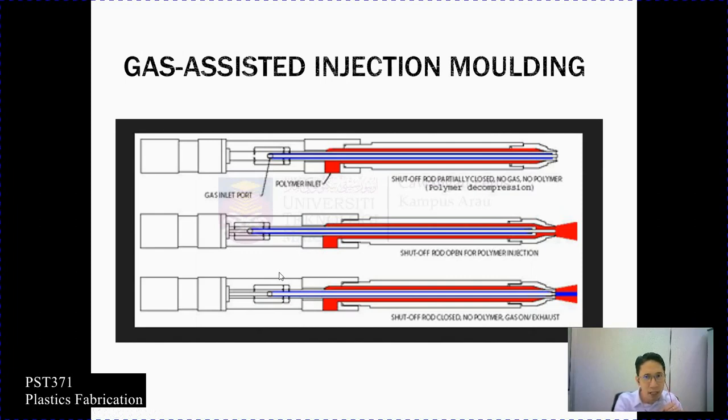And then we have gas assist injection molding. Here, the injection molding also does not have a screw, but instead has a gas inlet port to control the flow of the material and to force the material to flow from the barrel itself.